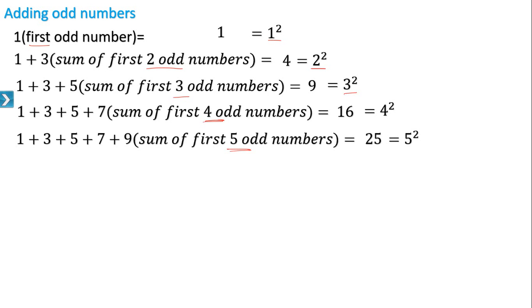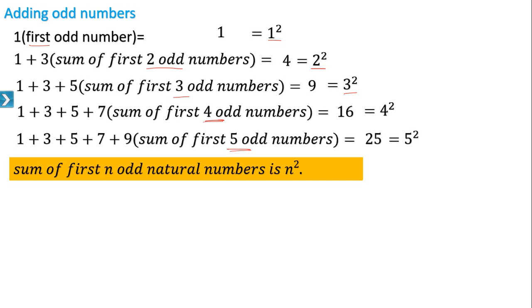So without adding the odd numbers, we can say the sum of the first n odd numbers. The formula you have to remember is: the sum of the first n odd natural numbers is n square.